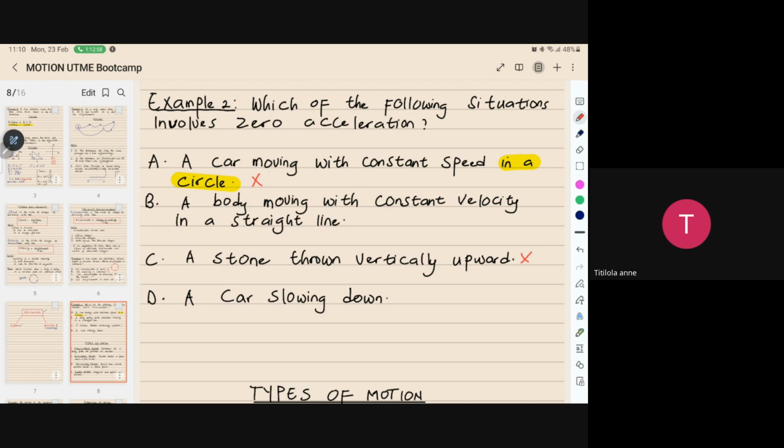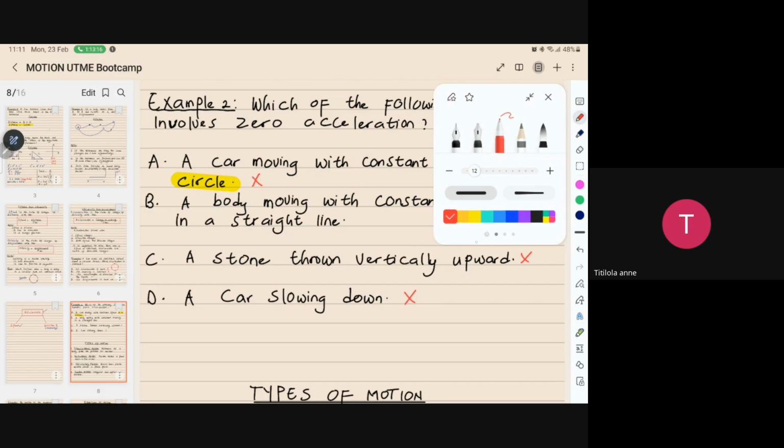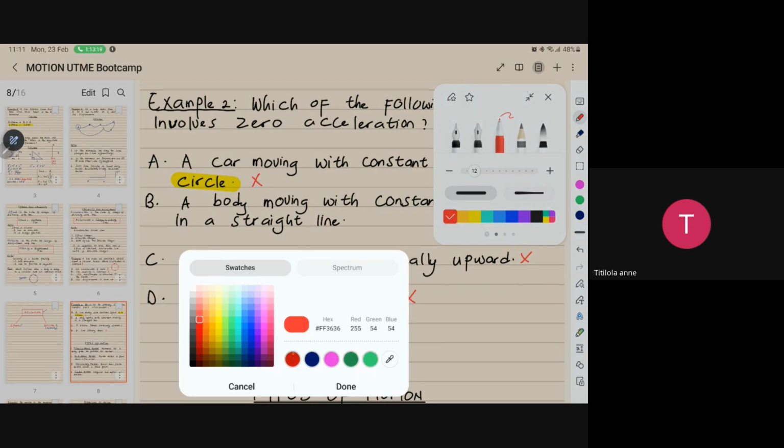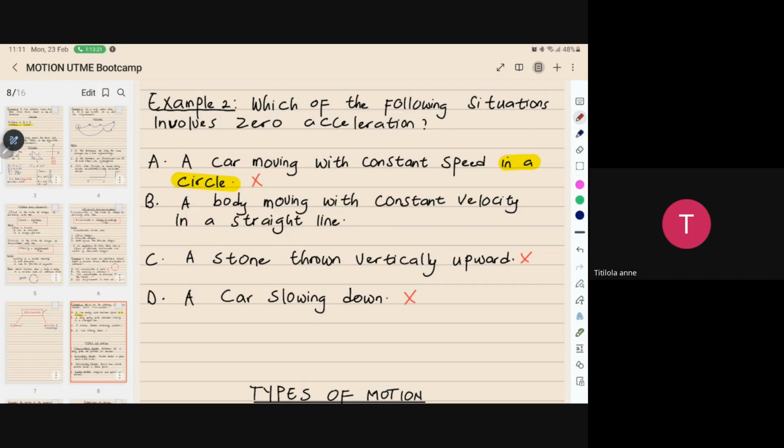A car slowing down. If you are slowing down, it means that your speed is decreasing, which means that something is happening. Acceleration is changing. If you are throwing something vertically, you are also moving. Speed is changing. If our speed is changing, that means that what happens? Acceleration is happening. So speed changing. Here as well, speed is changing.